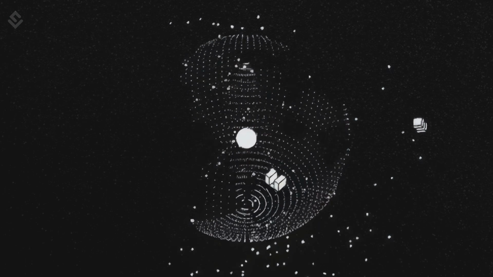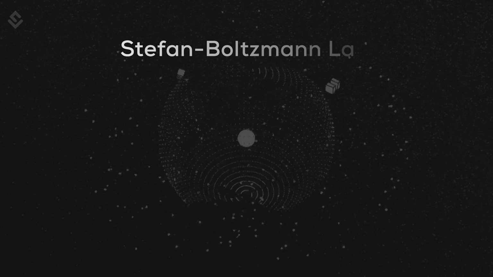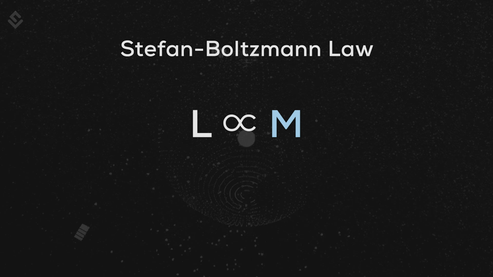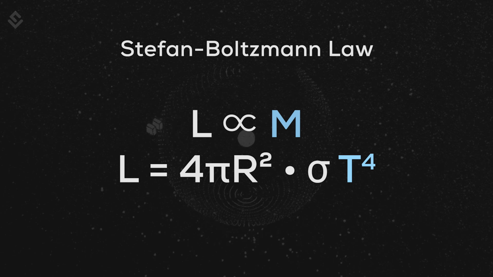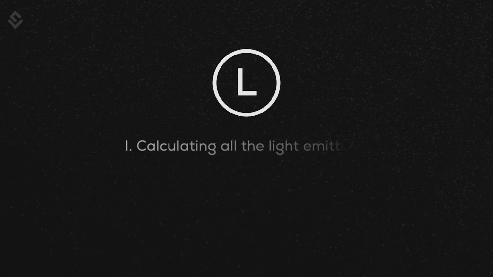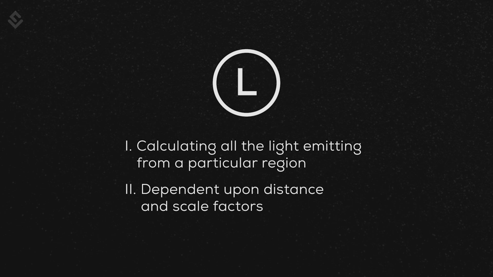In astronomical measurements, various parameters are related, such as according to the Stefan-Boltzmann law, the luminosity of a star is directly proportional to its mass and also to the fourth power of its temperature. Now, you may ask, how do we find luminosity? It can be measured by calculating the light emitted from a particular region and is dependent upon distance and scale factors. Okay, so now we have one way to calculate the mass.